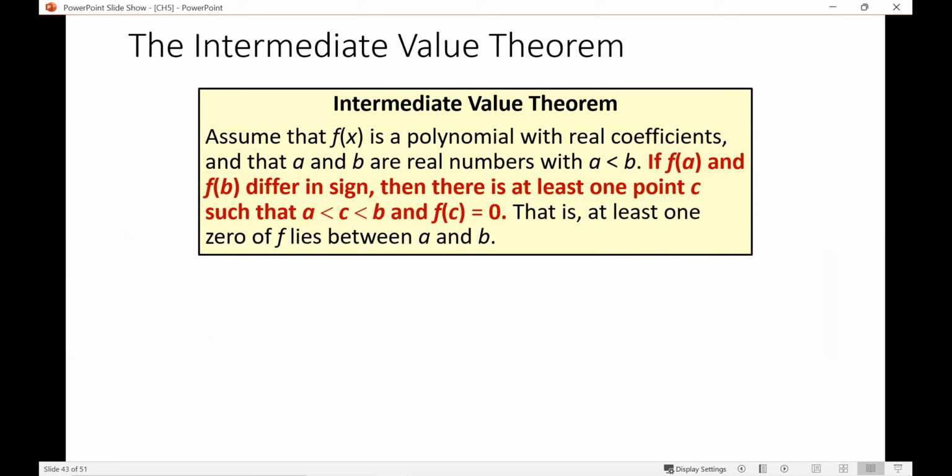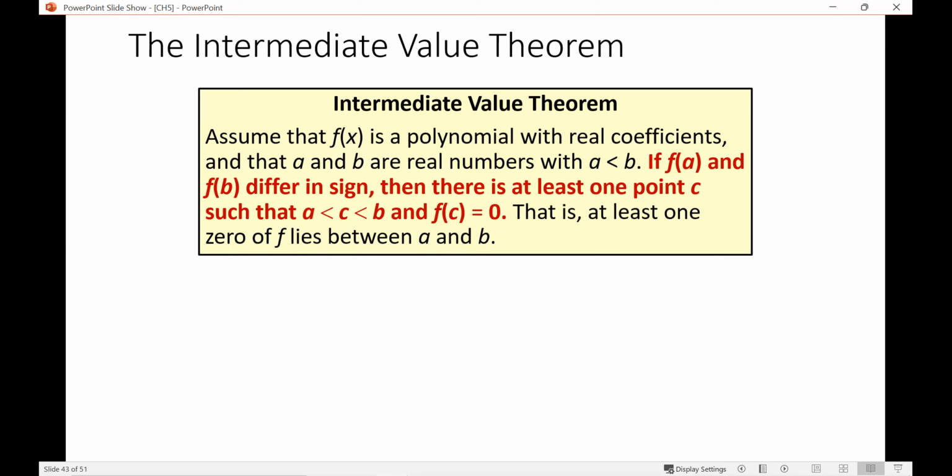I believe this is our last theorem in this section, and that's the intermediate value theorem. So here we have a polynomial with real coefficients, and we're going to say that a and b are some real numbers, where a is smaller than b. If our function evaluated at a and our function evaluated at b differ in sign, then there's at least one point, we'll call it c, that's between a and b, where our function is equal to 0.